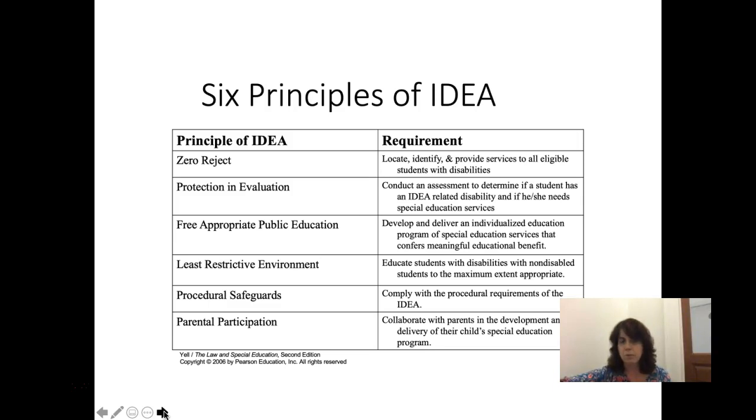Procedural safeguards are the parent rights. If a parent disagrees with the IEP team, what rights do they have? We'll talk about that a little bit later too. There's also a principle of IDEA which is parent participation. It also talks a little bit about student participation, but mainly parent participation. That's where a lot of my research is focused, on collaborating with parents in the delivery of their child's special education program. It should be active involvement and active participation. They should be problem solving. They should be an equal member of that IEP team.